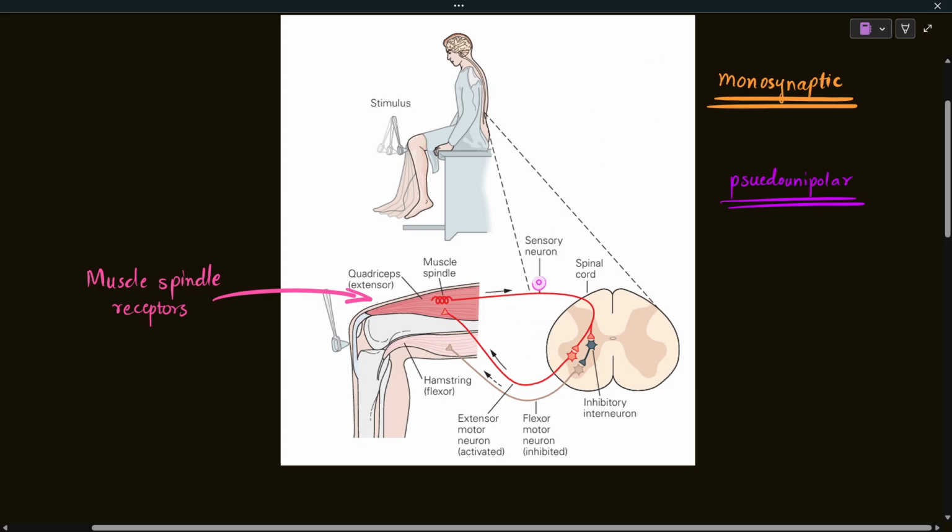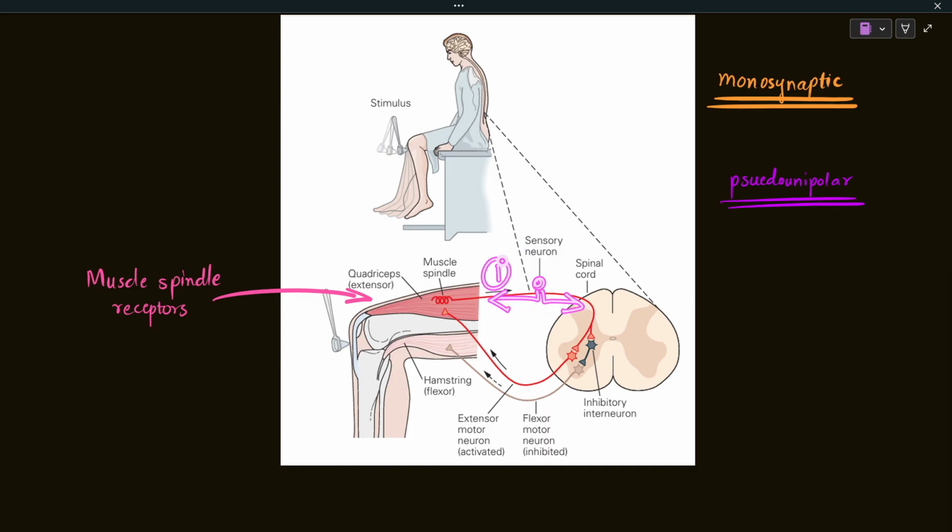Here you can see this neuron. The axon of that neuron is branching into two arms. One arm is known as the peripheral arm, while this arm is known as the central arm. The peripheral arm is conducting the sensory information from the muscle spindle receptor towards the cell body, and the central arm, on the contrary, is conducting the information reaching the cell body further to the spinal cord, through the dorsal root ganglia.